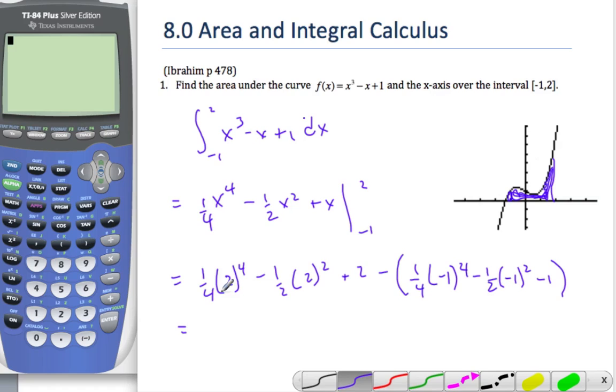All right, so let's do this together. 2 to the power 4 is 16 divided by 4, so 4. 4 minus 4 over 2 is 2, plus 2 minus, I'm going to keep it in parentheses for now, and this will be an even exponent. It is 1, positive 1. Minus a half, because this is 1 again, minus 1.